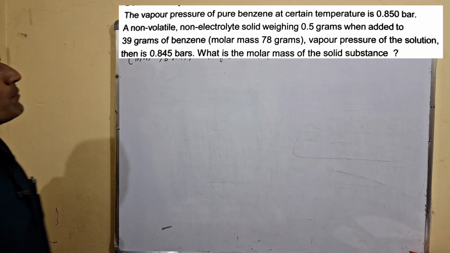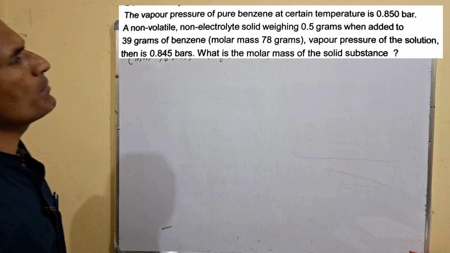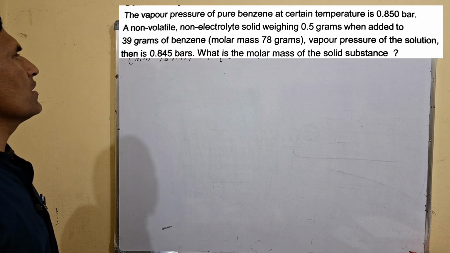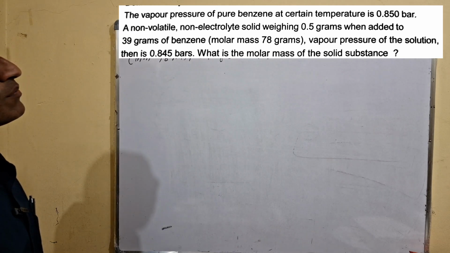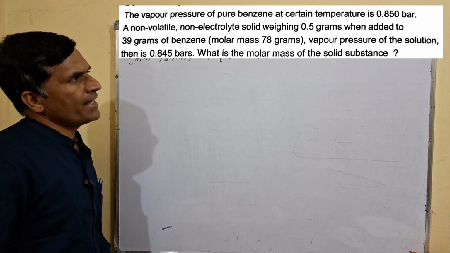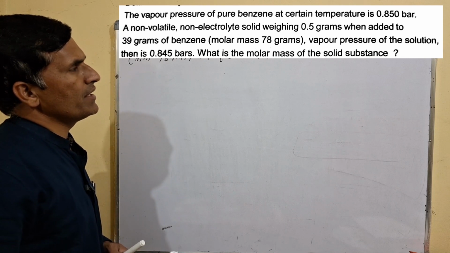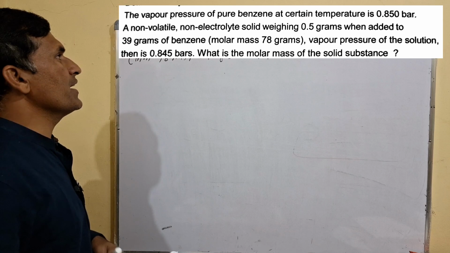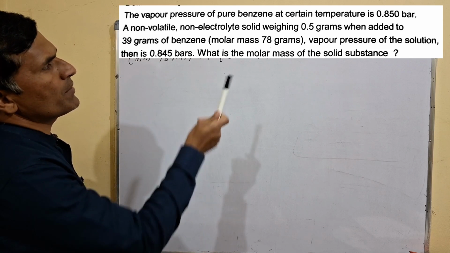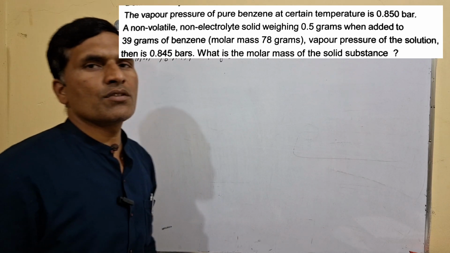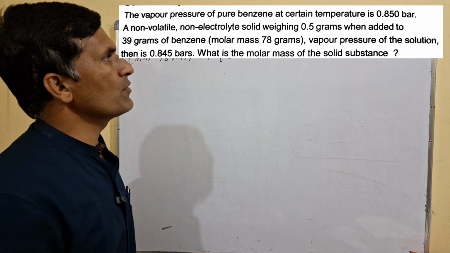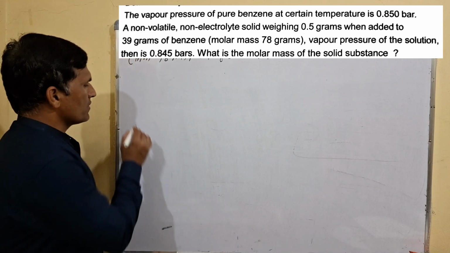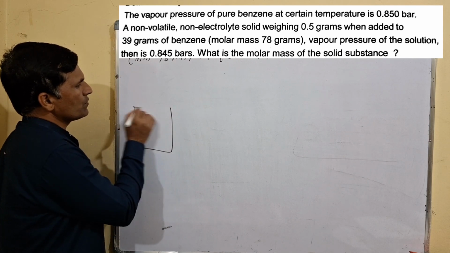Right? The vapor pressure of pure benzene at a certain temperature is 0.850 bar. A non-volatile, non-electrolyte solid weighing 0.5 gram when added to 39 gram of benzene. Okay, molar mass of benzene is given as 78, and then vapor pressure of the solution was found to be 0.845 bar. Then what is the molar mass of the solute? Okay, so you should remember how to solve this problem.